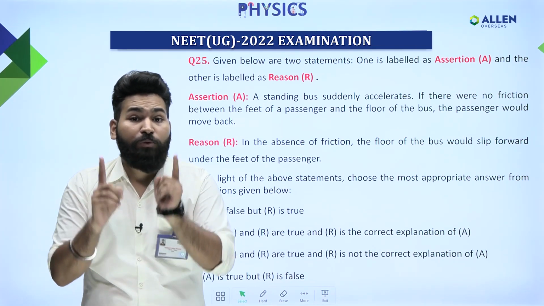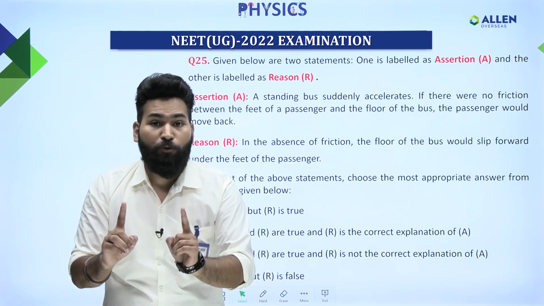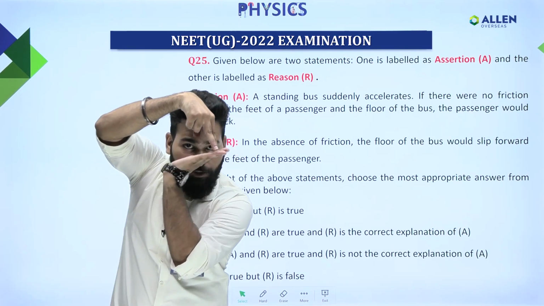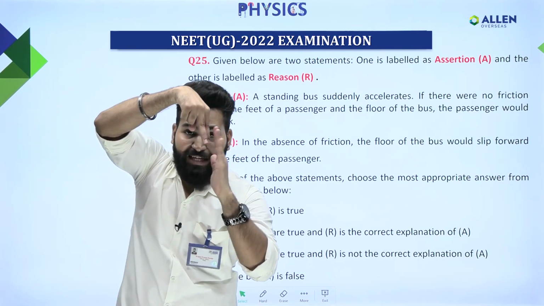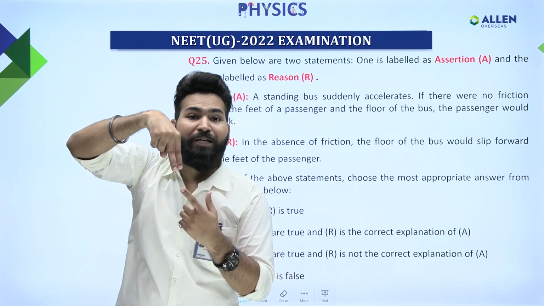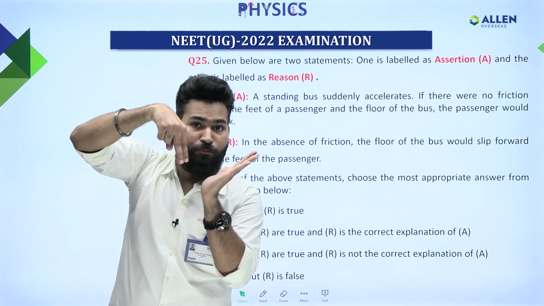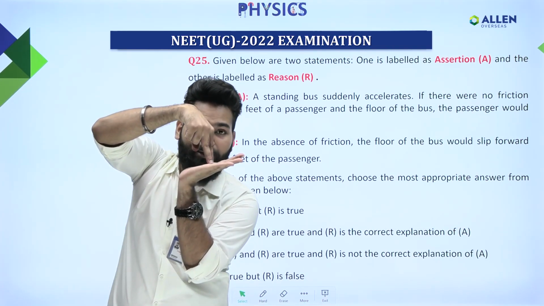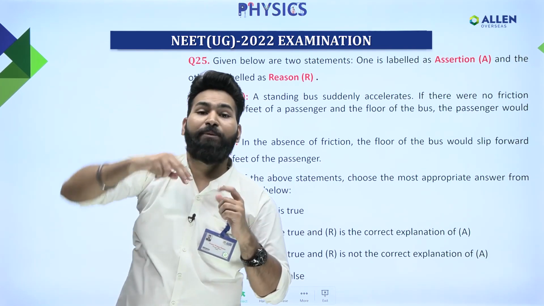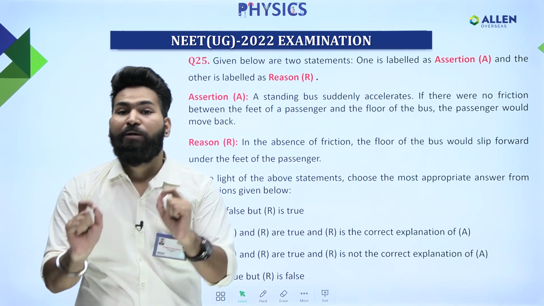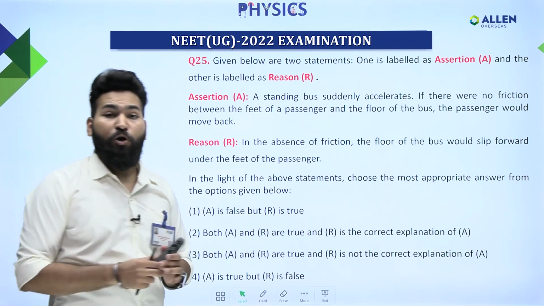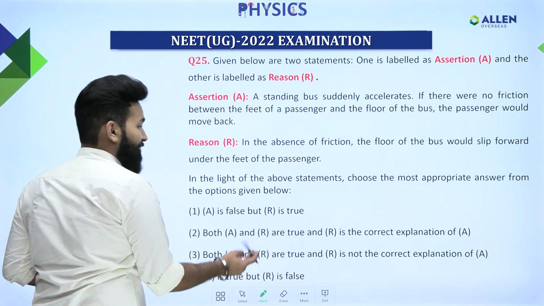But according to the observer who is observing from the ground frame, the person is standing here, the bus has started moving, and since there is no friction, this person's leg will feel no force in the horizontal direction which would move that person. So there is no force, so that person will not move and will be standing at the same position, just the bus will move. According to the ground frame, that person will be at the same position. Okay, that means this assertion is wrong. That means this assertion is false.